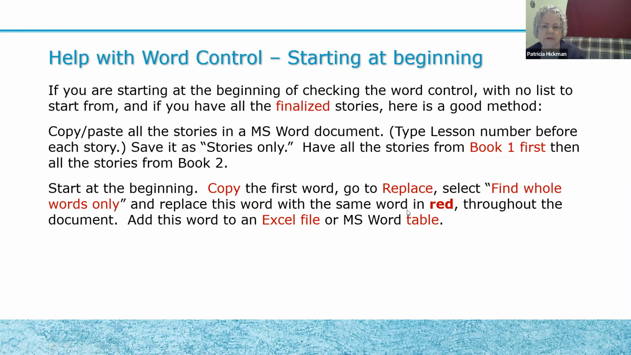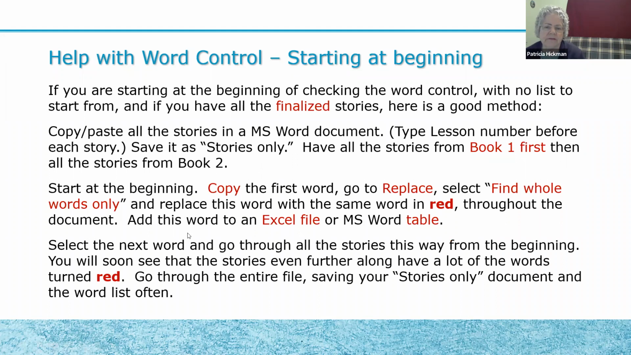Then add that word to your Excel file or to your Microsoft Word table as you're starting a list. Select the next word and go through all the stories this way from the beginning. Start at the beginning every time. Soon you'll see that in the stories even further along, a lot of the words have been turned red. Go through the entire file and remember to save your stories only document often because the words are being turned red. And save your word list or your Excel file often because you don't want to have to do this again.